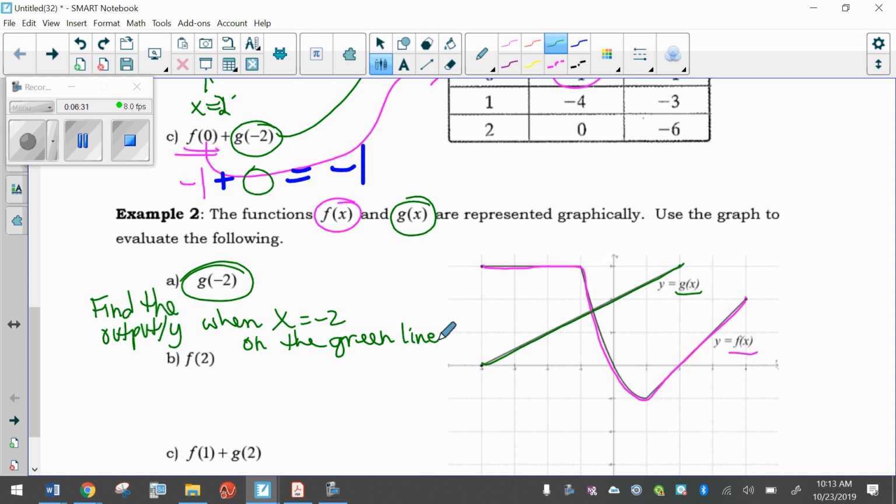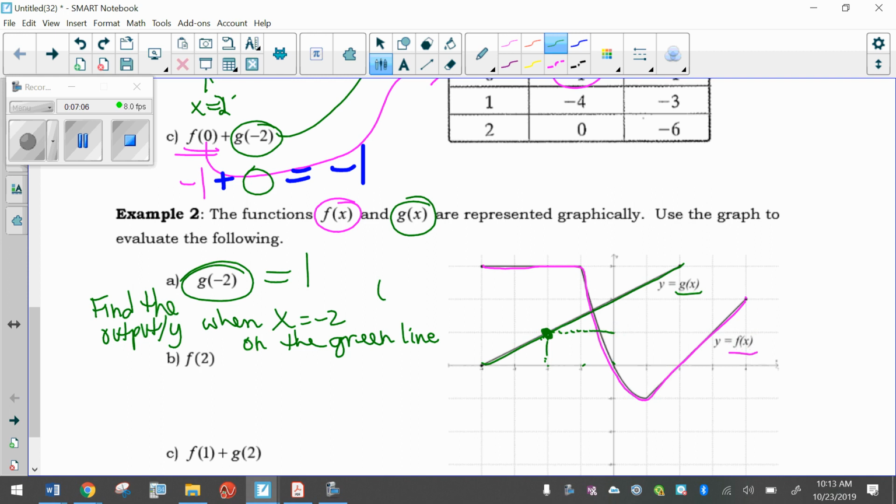So I'm going to come over to where x is negative 2. Here's the origin, here's negative 1, here's negative 2. Then I'm going to move up and down this vertical line until I get to the green graph. This is the point on the g graph where x is negative 2. Then I need to read its y value. So I look across and the answer is 1.